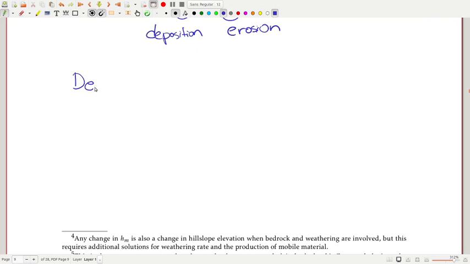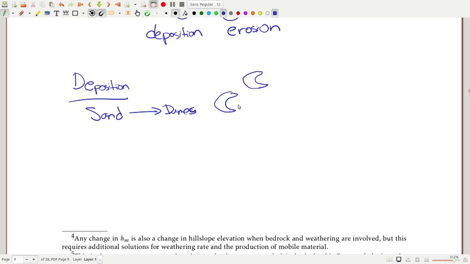So deposition of things like sand. And so you can have dunes. And so you can think about something like you might have in map view, some of these sorts of dunes marching across the landscape. And perhaps some like sheets of sand in between them.